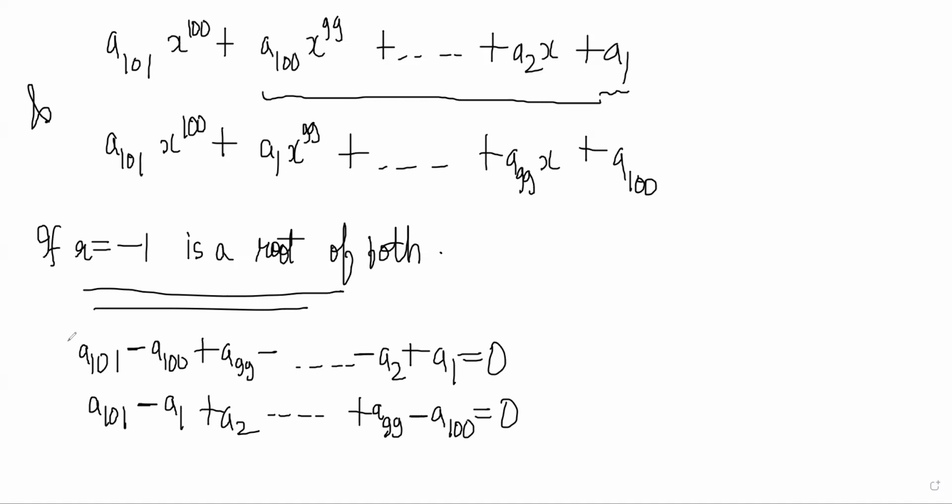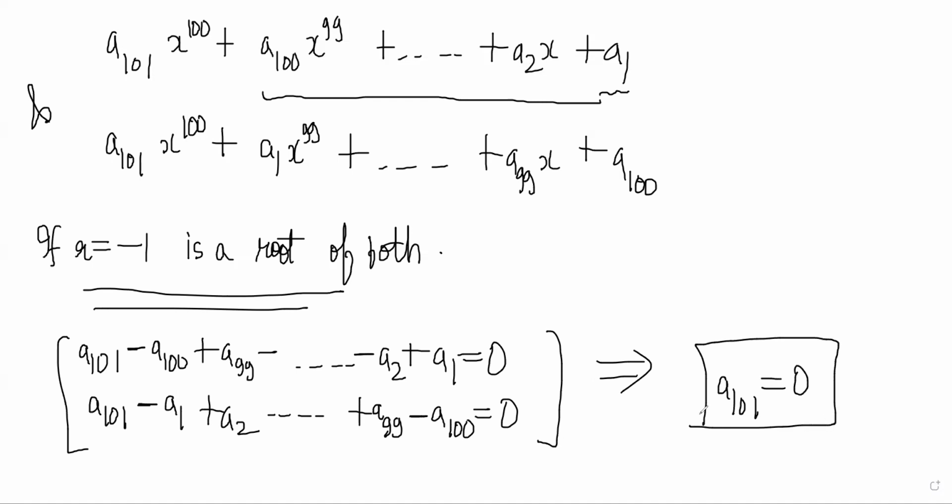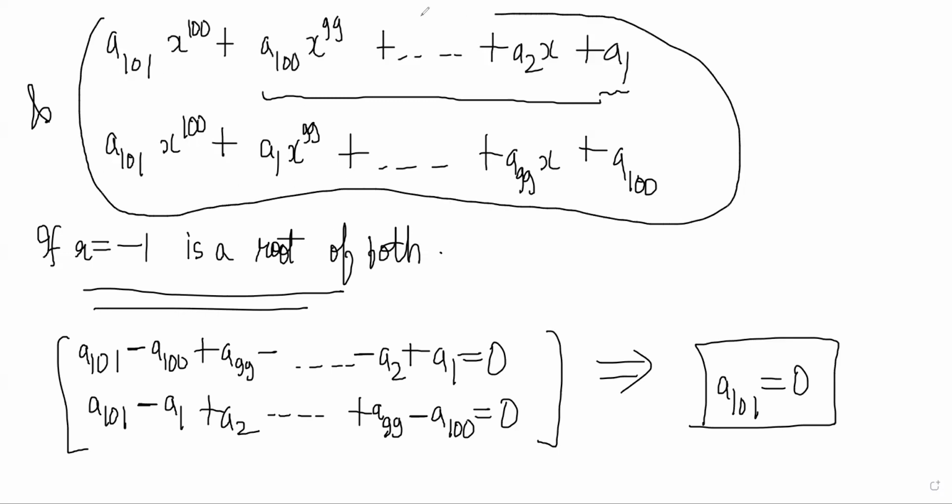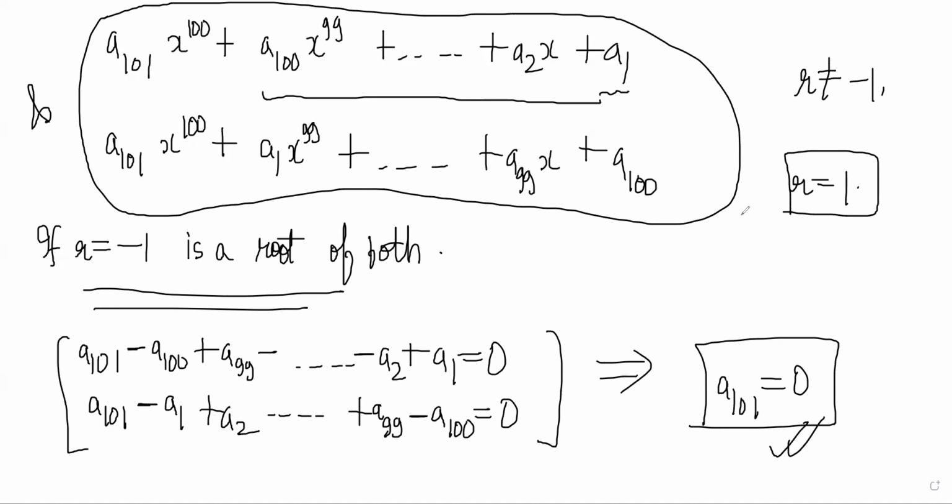If you add both of them, you get a101 is 0, which is contrary to our hypothesis that all the ai are non-zero. All the ai are supposed to be non-zero, and we have just proven by a counter example that if -1 is a root for both the polynomials, we get a101 as 0, right? Which means that r cannot be -1, so r must be 1. 1 is the common root for all of these polynomials.